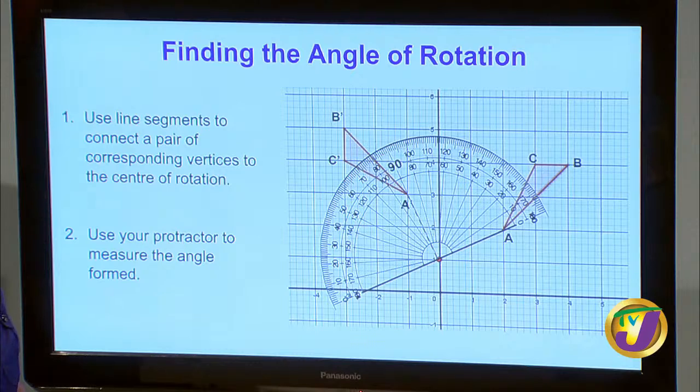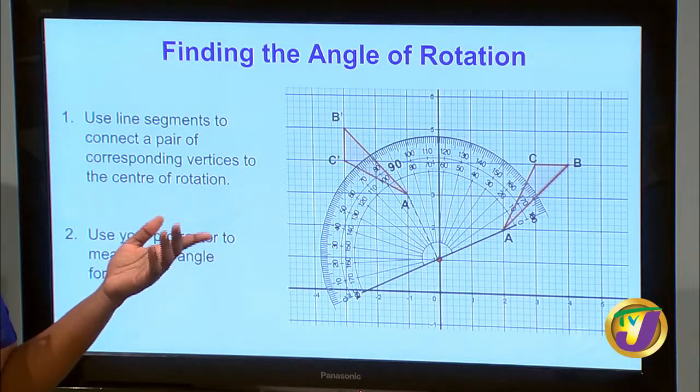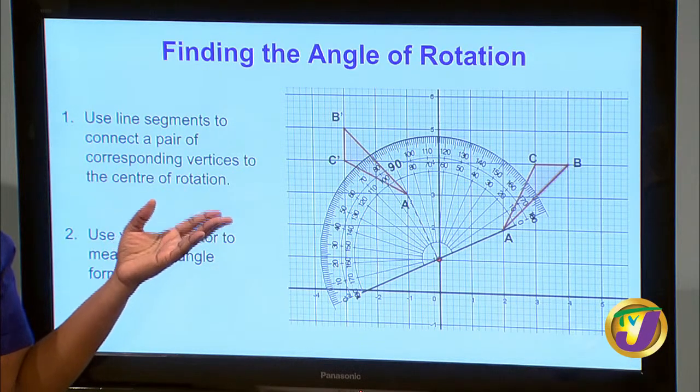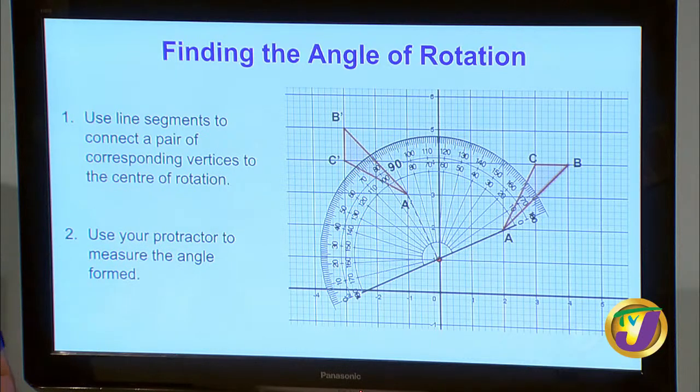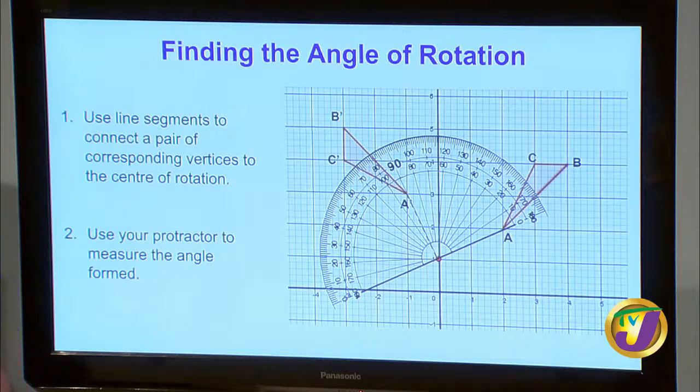Yes, 90 degrees. So we can say, therefore, that the transformation that maps this object A, B, C to the image A prime, B prime, C prime is an anti-clockwise rotation of 90 degrees about the point 0, 1.